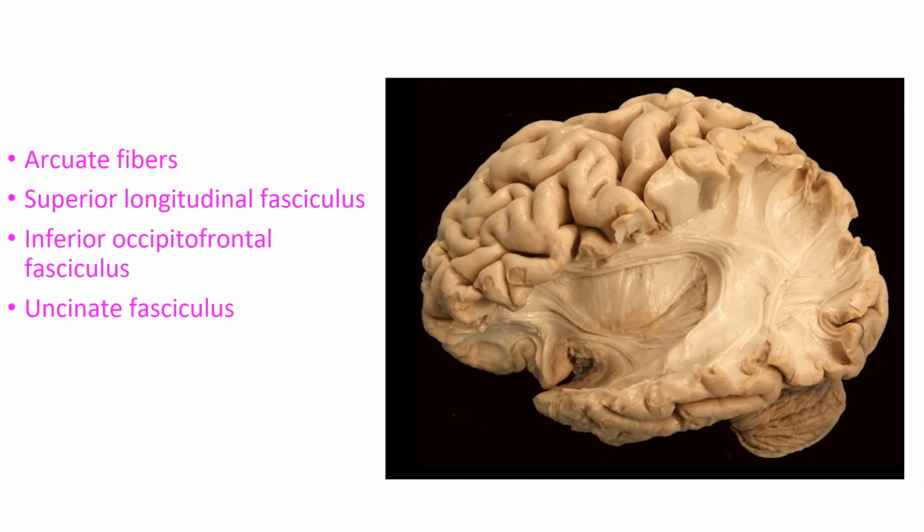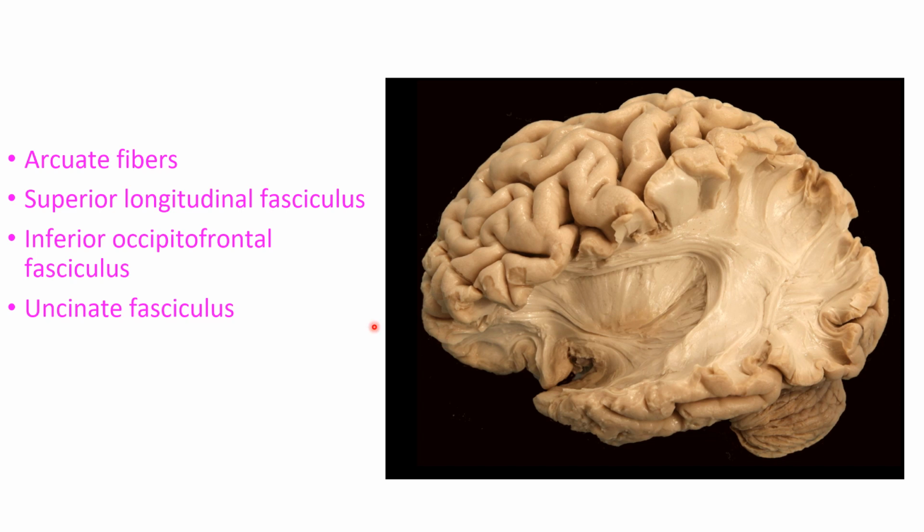Okay, so as you can see here, everything is in pink. That is going to tell us that these are all going to be association tracts. The first thing that I want to point out is arcuate fibers. Arcuate fibers are your short association fibers, or short association tracts. These are going to be little arcs that communicate with the same region or the same lobe of the cerebrum. Okay, so these little short arcs are your arcuate fibers.